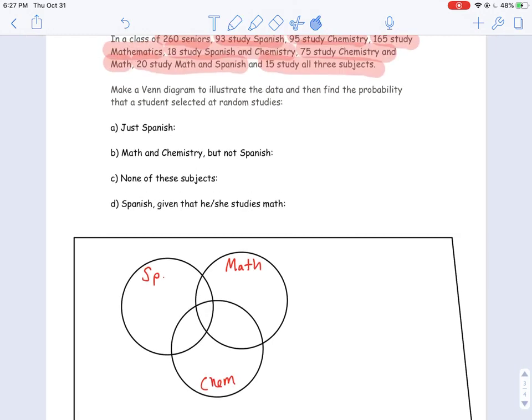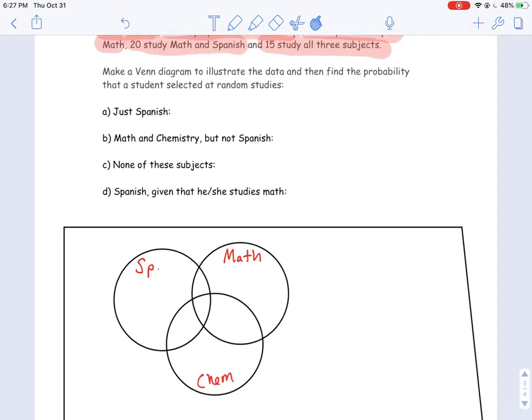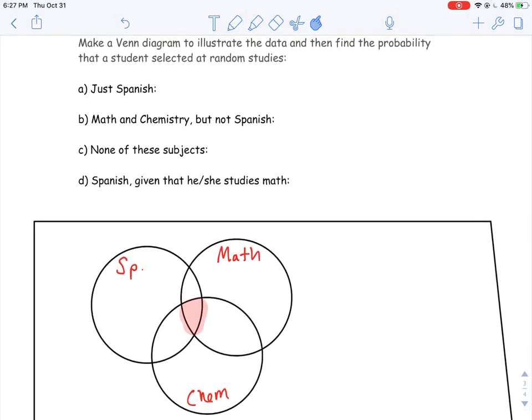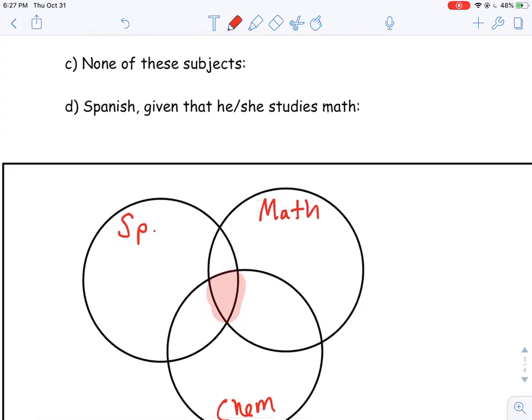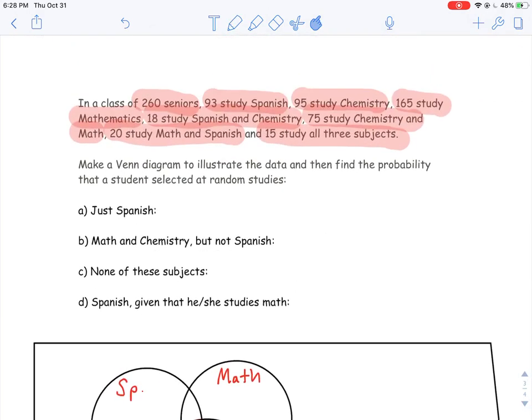All right, so I'm going to go with the information they give me. Now, they tell me 15 study all 3 subjects. So I want to find the spot within this Venn diagram where all 3 of these circles intersect. If you look at this spot right here, I have Spanish, math, and chemistry all intersecting here. So that's going to represent people who took all 3. So I'm going to put my 15 right here. Okay. So that's off the table.